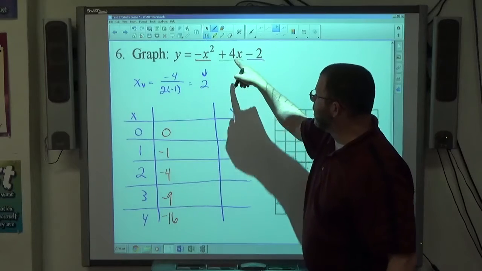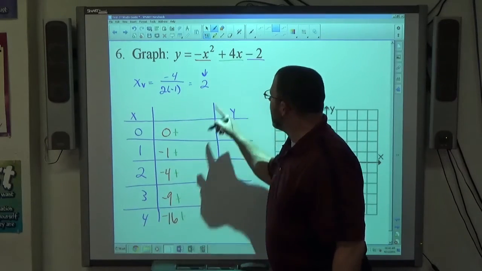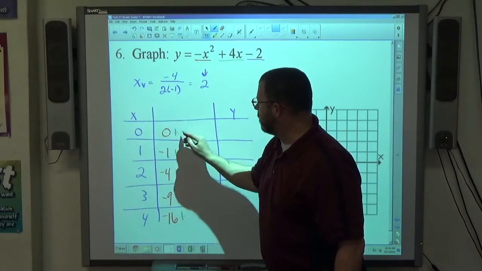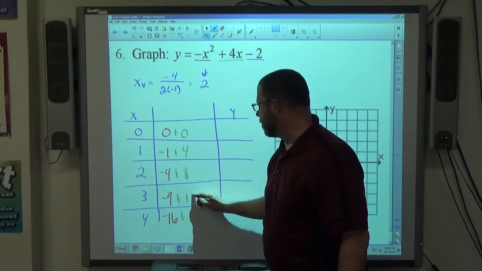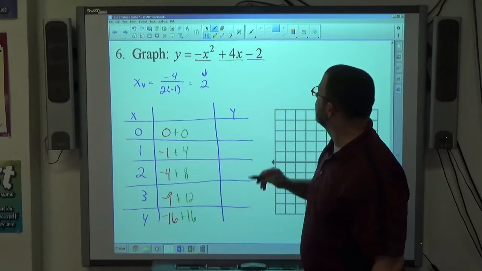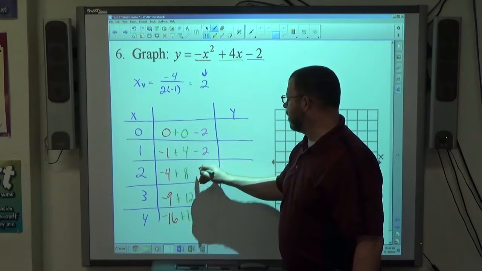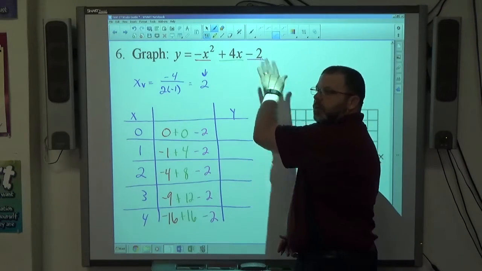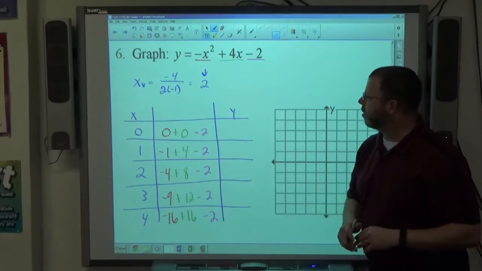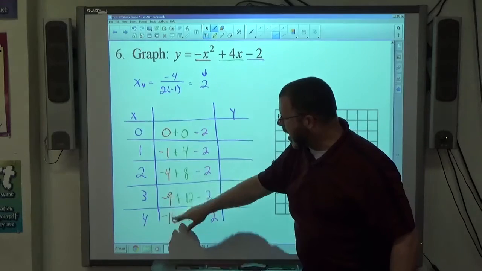Plus 4x just means to add, so we're going to do plus, plus, plus, plus, plus. And we're adding 4 times x, so 4 times 0 is 0, 4 times 1 is 4, 4 times 2 is 8, 4 times 3 is 12, 4 times 4 is 16. And then minus 2 is just minus 2, so minus 2, minus 2, minus 2, minus 2, minus 2. Now, it doesn't matter what x equals, it says minus 2, there's no x on it, so it's just a constant value.